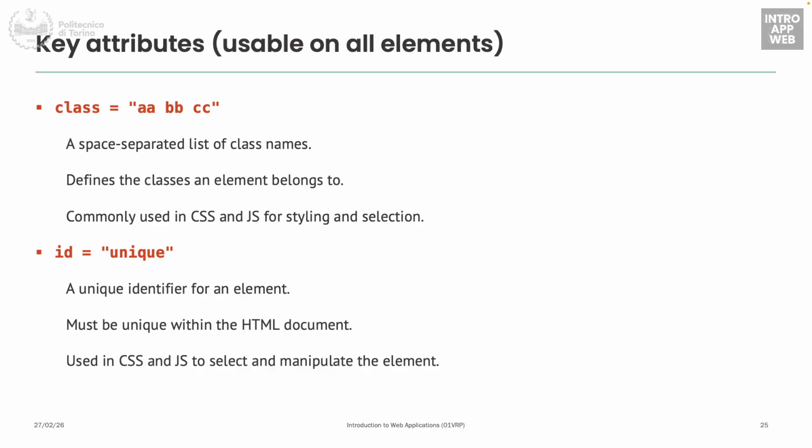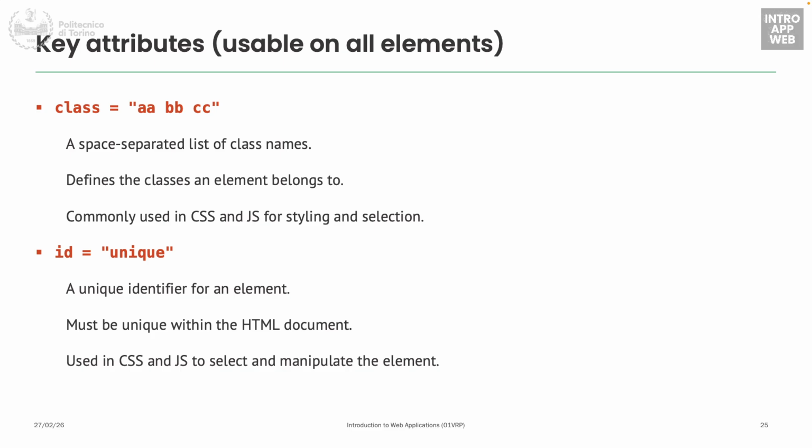So all of the elements in HTML have these two attributes, the class and the ID. The language, the lang that we saw last time, for instance, it just belongs to the HTML element. It doesn't apply for all the elements, but the class and the ID are for all the elements.